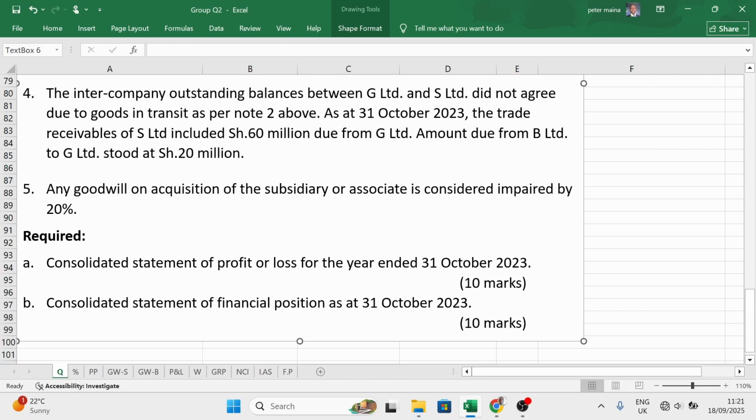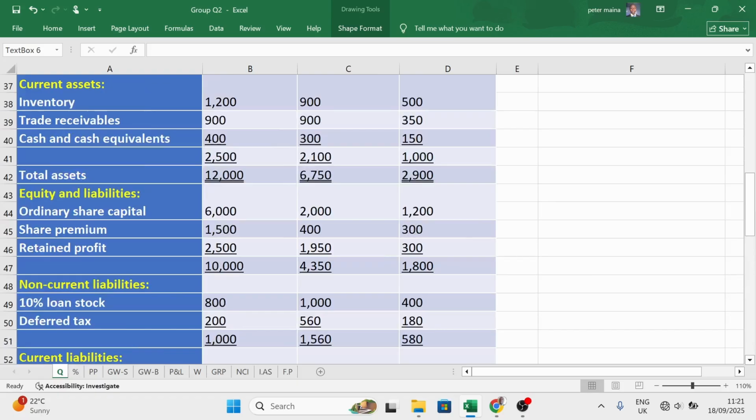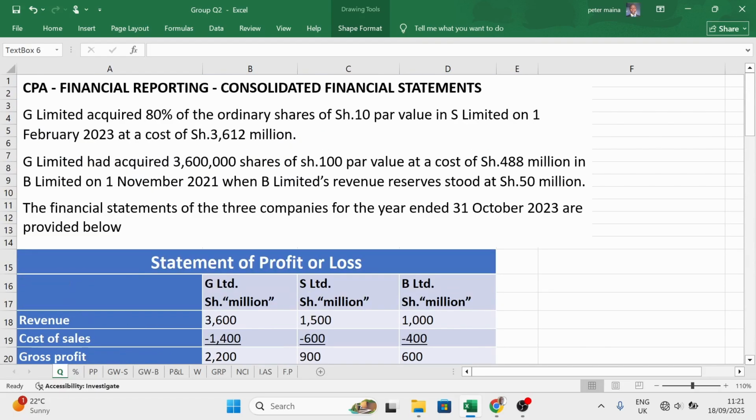So this is the question I'm going to be solving. And you can get a copy of this question by checking the video description. There is a link there which you can use. You can click that link to get a copy of this question to help you follow along as I show you how to solve the problem.